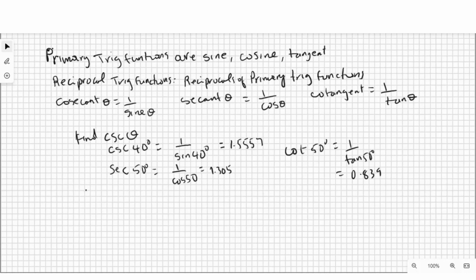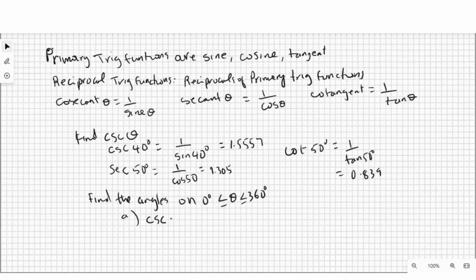Now, if I want to find the angle, let's say the question is: find angles on the domain of 0 degrees less than or equal to theta less than or equal to 360 degrees. The first one: if cosecant of an angle is 1.452, how do I find the angle? First of all, once I have cosecant, I have to find what the sine of the angle is. Sine of the angle is 1 over 1.452, which is equal to 0.687. Now I forget about 1.452 and I use 0.687.